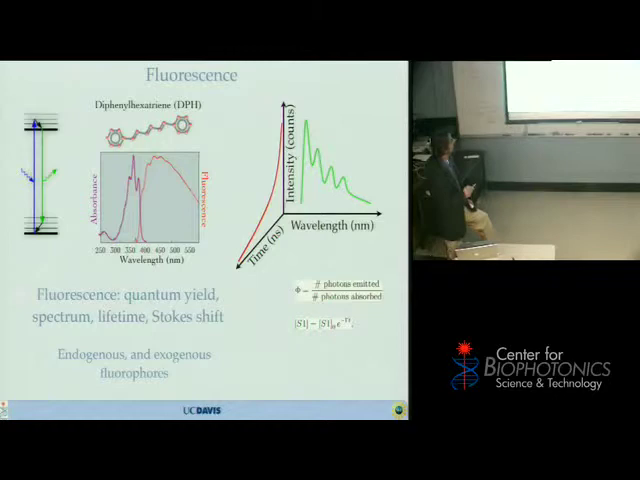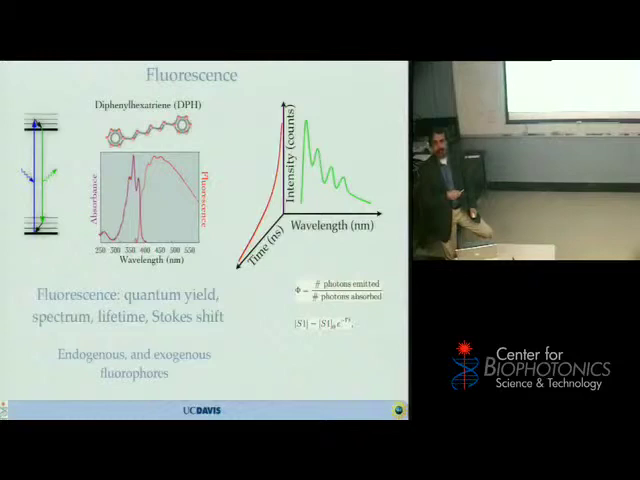It shows that the process is very fast. It's rather slow compared to the absorption, and it occurs on a nanosecond timescale. So the fluorescence can be described as a spectrum, and as a fluorescence lifetime that is often measured.